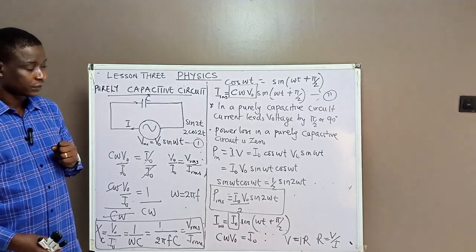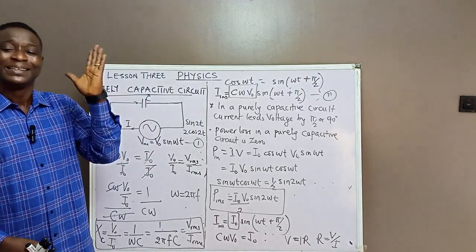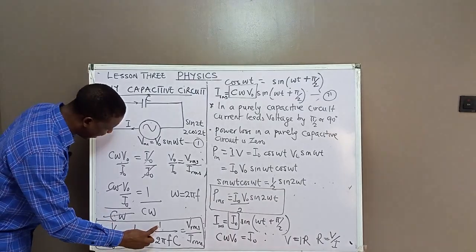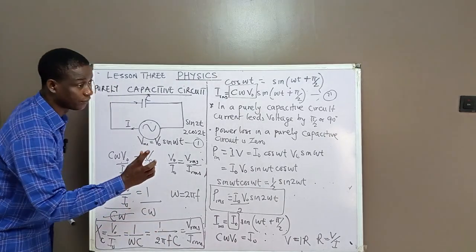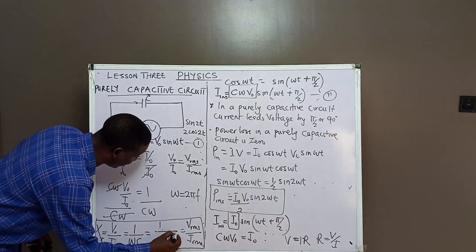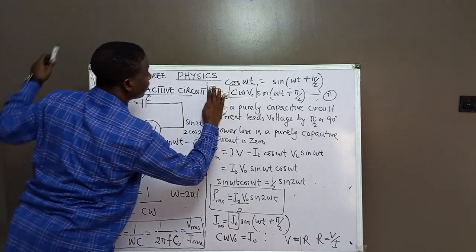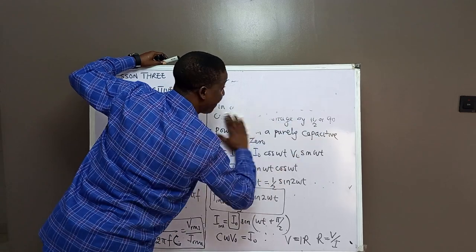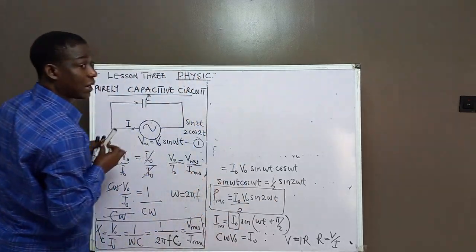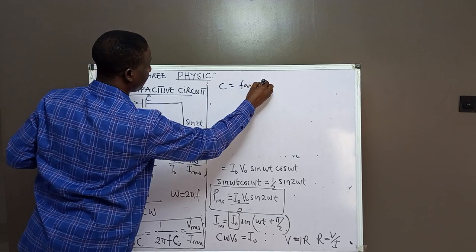Number 4. Now, in this circuit, the reactance across the capacitor is 1 over 2 pi FC, where C is measured in farad. Don't forget, C is the capacitance of the capacitor. So when we talk about C, C is measured in farad.